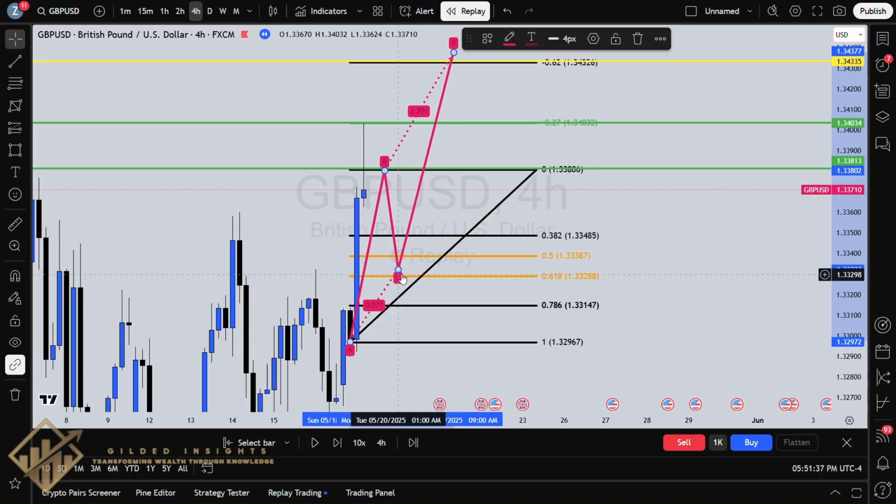So from B to C, I'm going to expect the market to come back down once again and then continue its trend up in an uptrend. Let's see how this plays out.